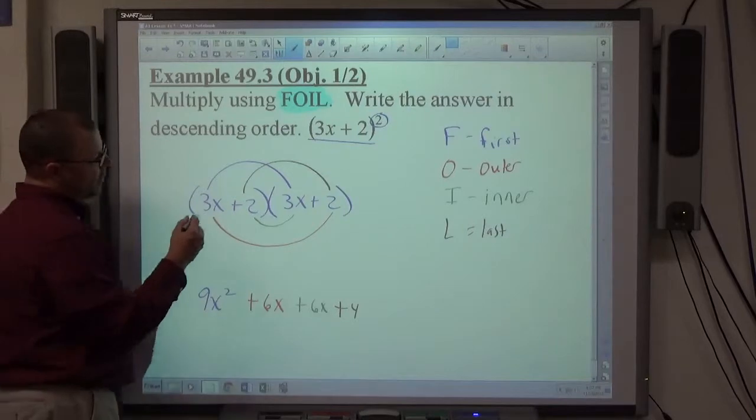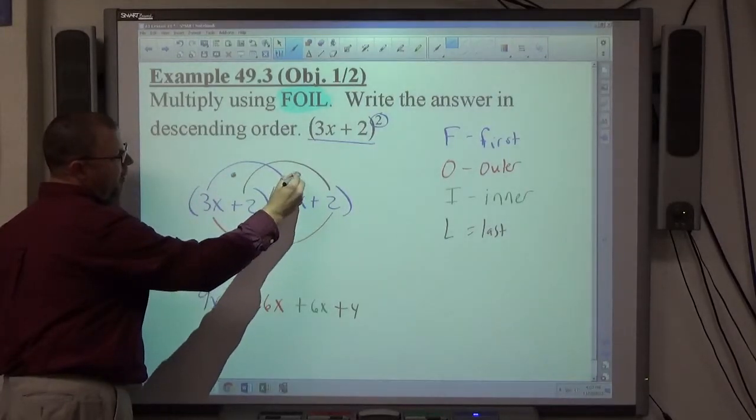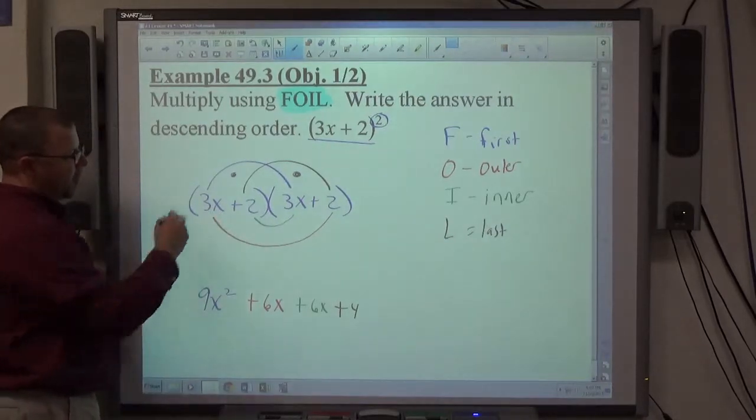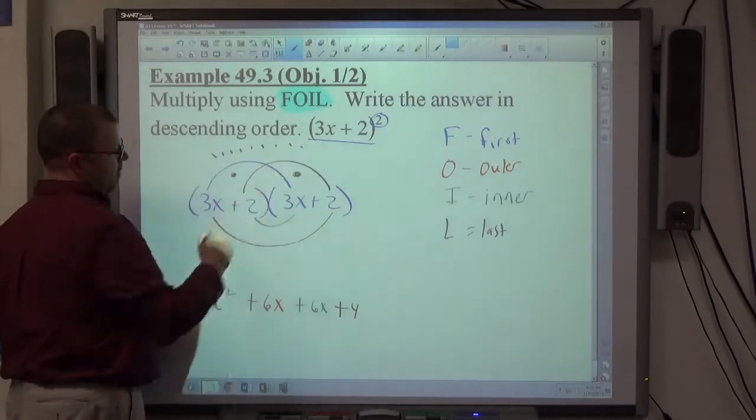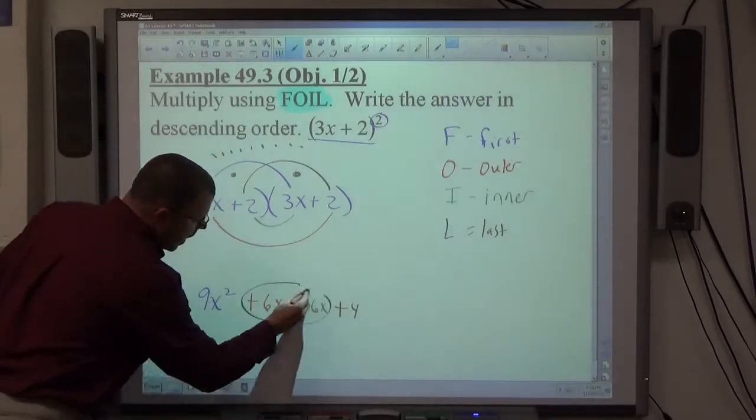One nice thing about FOIL, if you do it correctly, if you put your F's and L's on the top and your O's and I's on the bottom, you get this smiling face at you on your paper. Maybe brightens your day a little bit, who knows. Once I've done all the multiplication, I look for like terms.